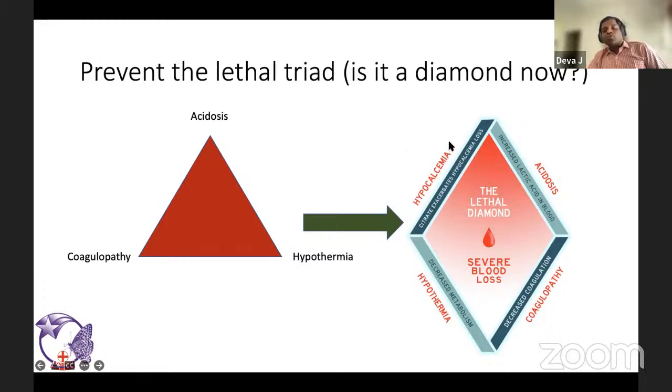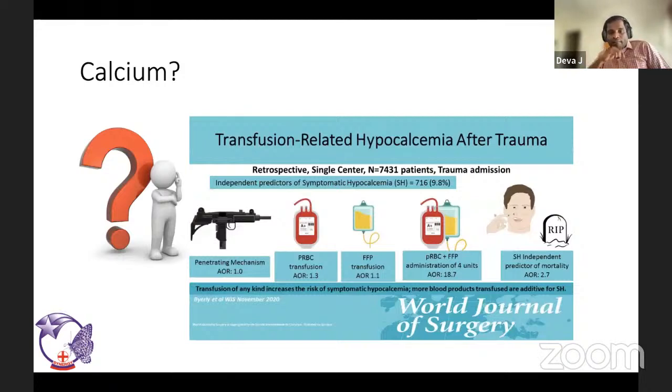The concept includes calcium as well, and they've changed the triad to a tetrad or a diamond: acidosis, coagulopathy, hypothermia, and hypocalcemia, especially when you are using lots and lots of blood products. I couldn't find any major evidence for this lethal diamond, and I don't believe in it, but it is available, as I mentioned. This is one of the retrospective single center reviews that included about 7,500 patients. What they found was hypocalcemia was an independent predictor of mortality with an absolute odds ratio of 2.7. And this is one of the papers that drove the concept of the tetrad, or the lethal diamond.